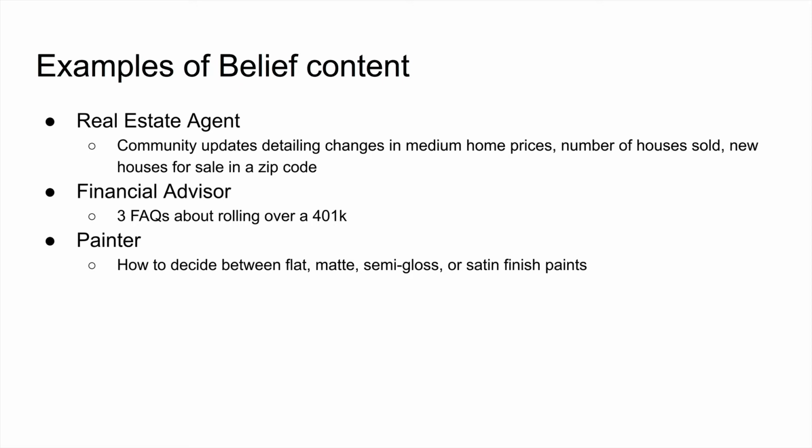So for a real estate agent, another example would be doing a community update. If they were to take a certain zip code and put a video together outlining the number of homes that sold that month in the zip code, the change in the home value prices for that zip code, and the number of new houses on the market for that zip code. Again, not trying to sell them anything, just providing some value and information.